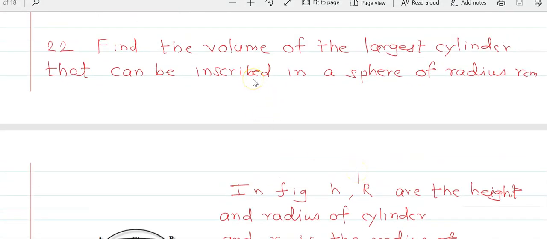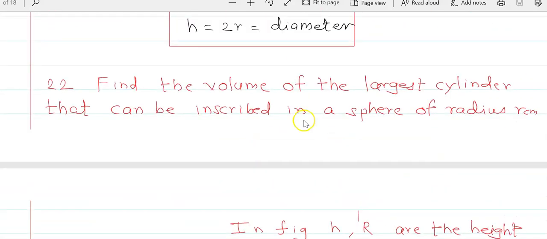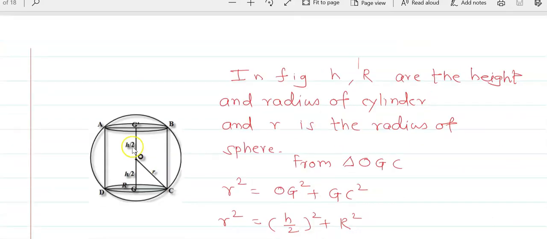Find the volume of the largest cylinder that can be inscribed in a sphere of radius r centimeter. Volume of the largest cylinder that can be inscribed in a sphere.